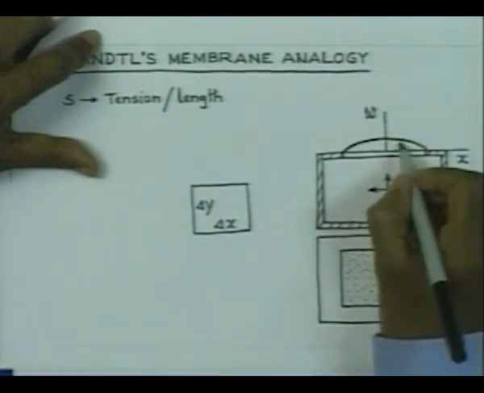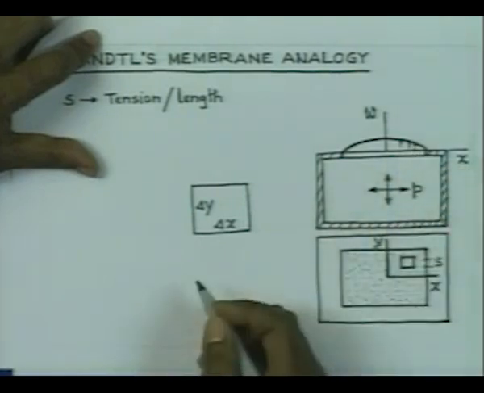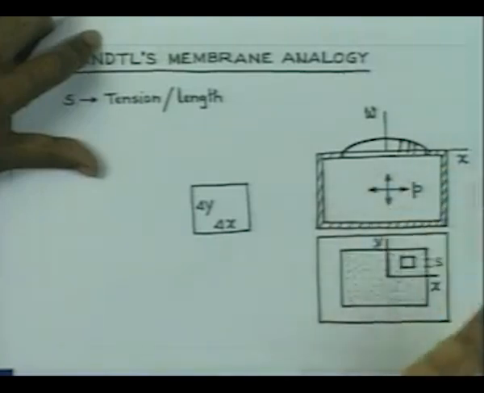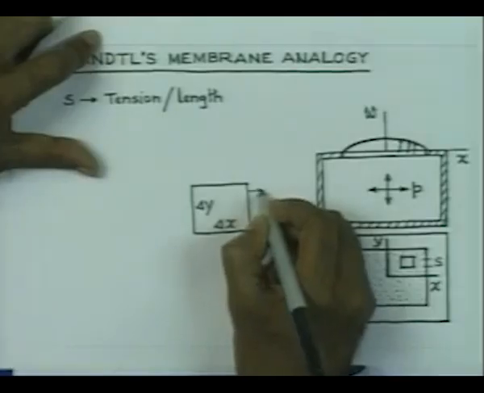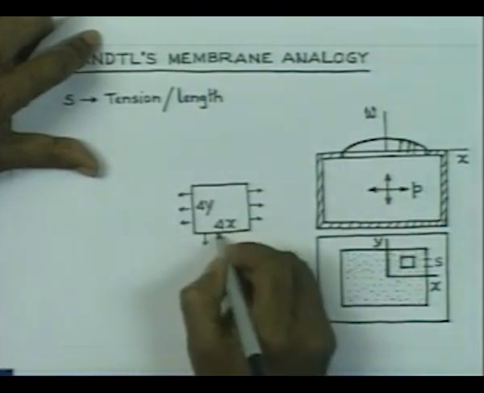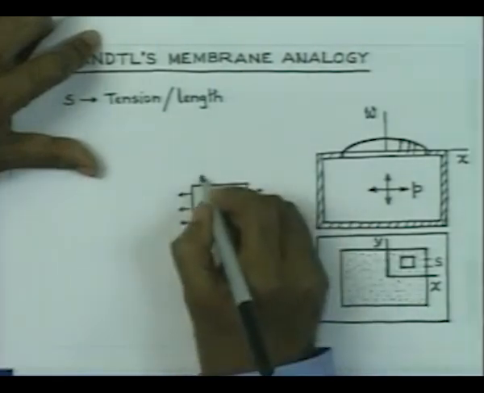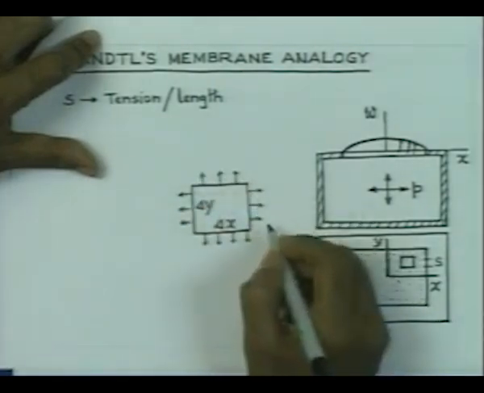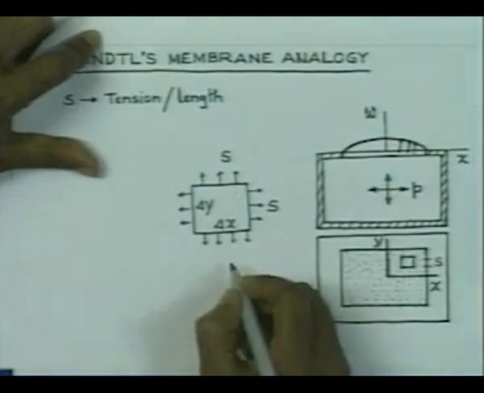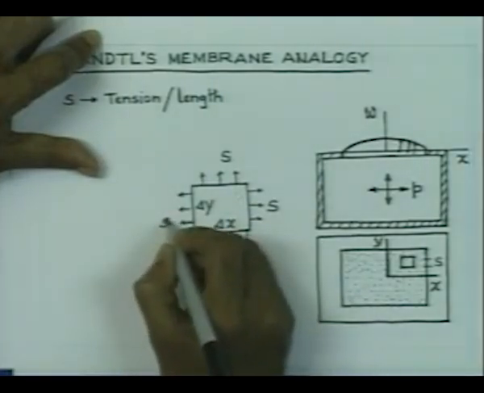Obviously, the membrane is going to be under pressure and the pressure will act normally to the surface, and the deflection of the membrane is very small. Therefore, we can assume that this pressure is almost acting vertically. We have tension all over the boundary, and since the deflection is very small, we can consider that this tension is unchanged per unit length.